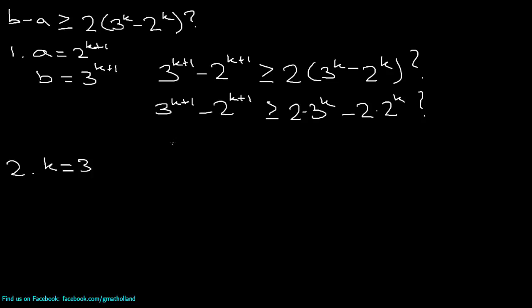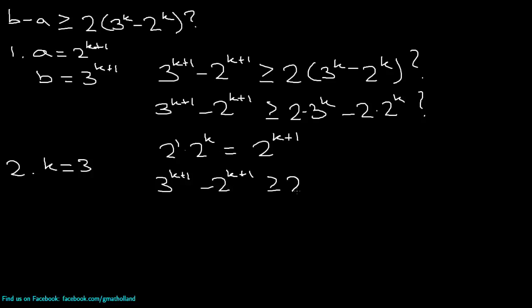On the right-hand side we can rewrite 2 times 2 to the power of k, which is actually the same as saying 2 to the power of 1 times 2 to the power of k, as 2 to the power of k plus 1. This according to the rules of exponents. So the right-hand side will change while the left-hand side will remain the same.